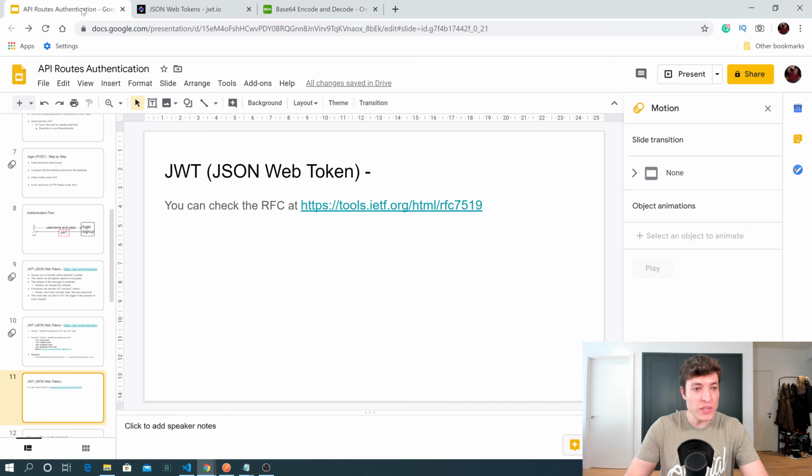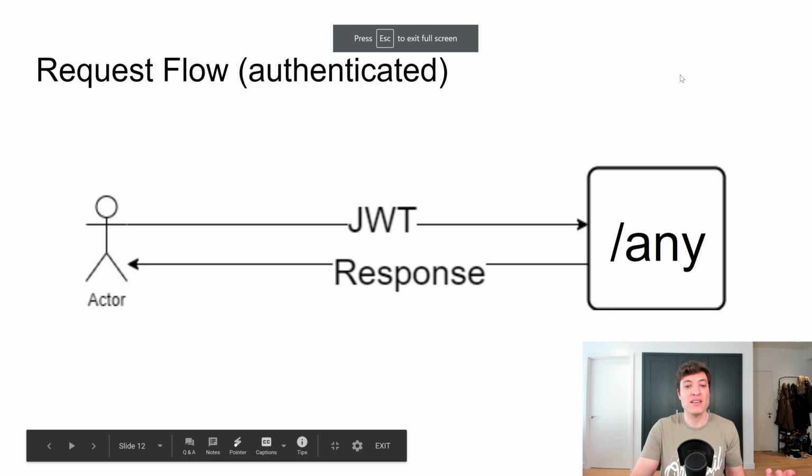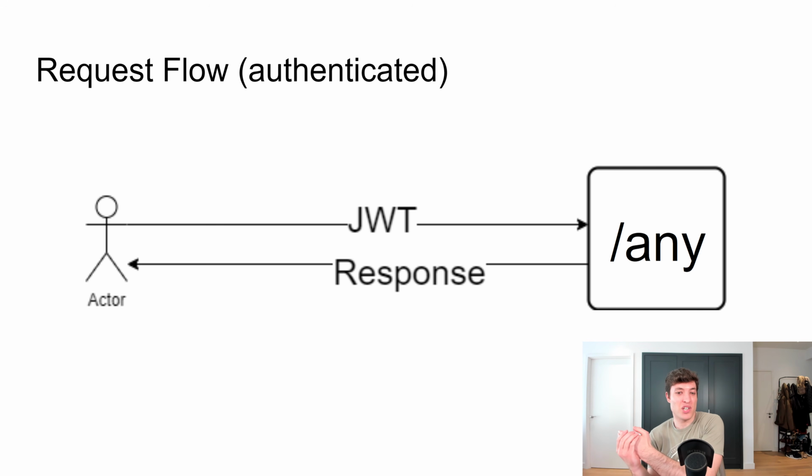Okay. So going back to our presentation, the next bit that you are probably asking is, okay, so in a request flow, the user needs to send the JWT token. The /any is any endpoint that you want to be protected. Okay, we'll understand that JWT token, check if it's not expired, and check if the secret and the token itself match. And if they match, they execute whatever they have to execute, and they return the response.